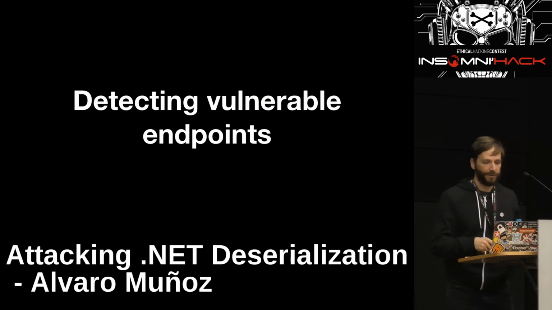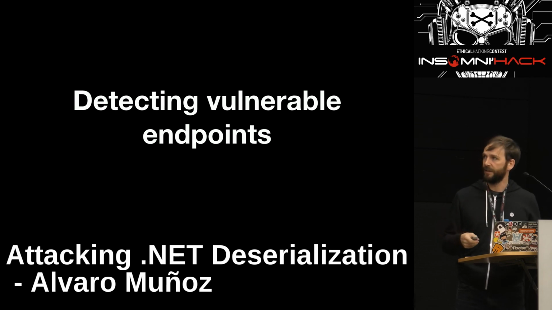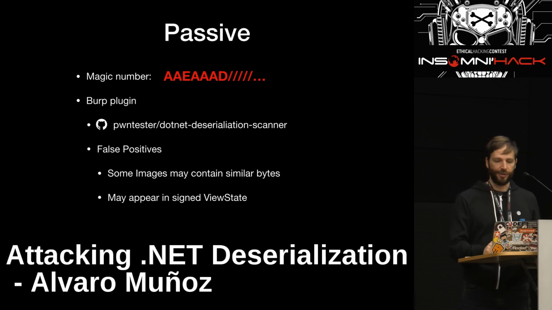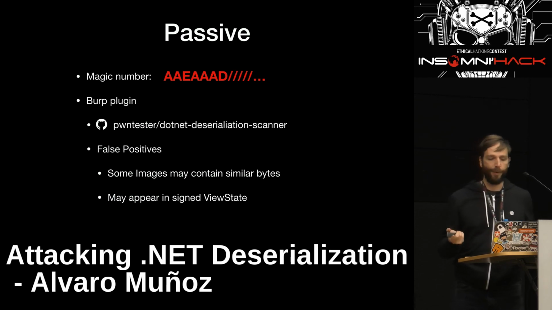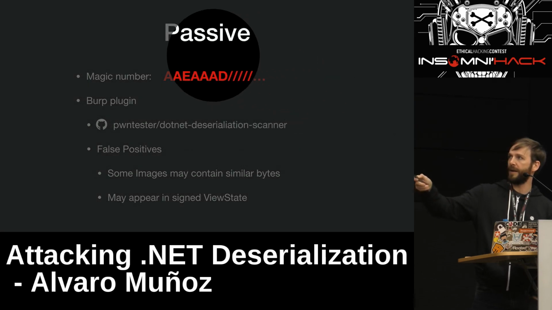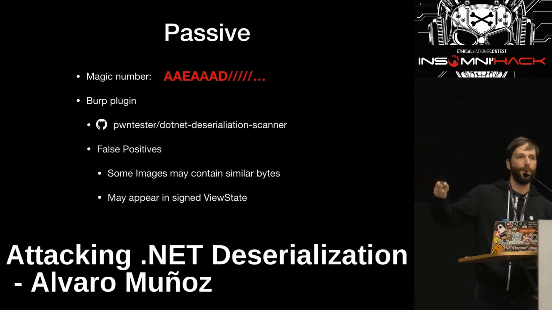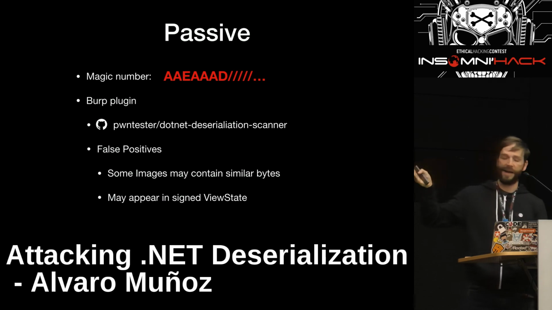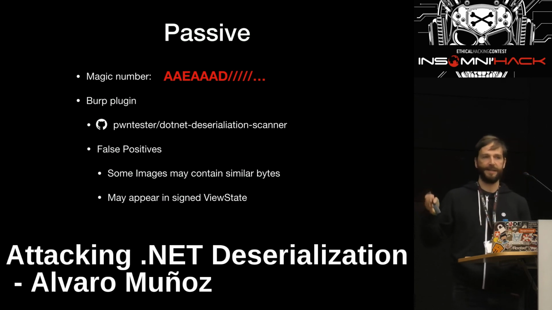So that was a brief introduction to some of the serializers. Now, how can we find them, right? How can we find vulnerable endpoints? So one simple way is by inspecting the traffic. As I said, this is the magic number for BinaryFormatter, and this is probably the most used one. If you search in Shodan for it, you will find like 500 or 600 instances still alive.